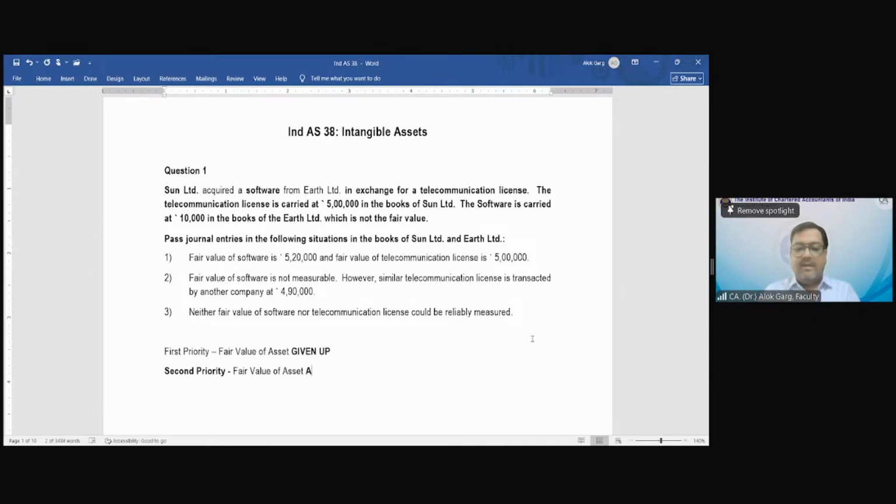Acquired. Fair value of the asset acquired. What is the third priority? WDV. Third priority is WDV or carrying value. WDV and carrying value are one and the same thing. So let me write WDV only: WDV of asset given up.